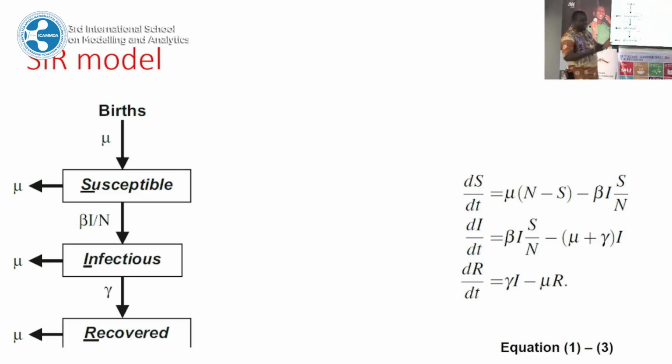And then you have the transmission rates. On the I compartment, you have people who are coming in when the transmission comes. That's beta I S over N, minus (mu plus gamma) I, and then dR/dt equals gamma I minus mu R. So if you follow this particular diagram, it's the same thing as what we have there.